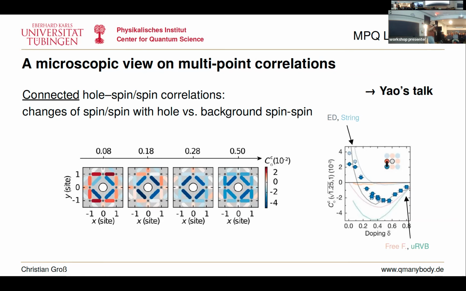What we use as an indicator, and this is largely phenomenological, I would say, is when these correlations on these legs change sign, and that also happens around this 20-ish% doping. So this is somehow the level where the system shows changes.